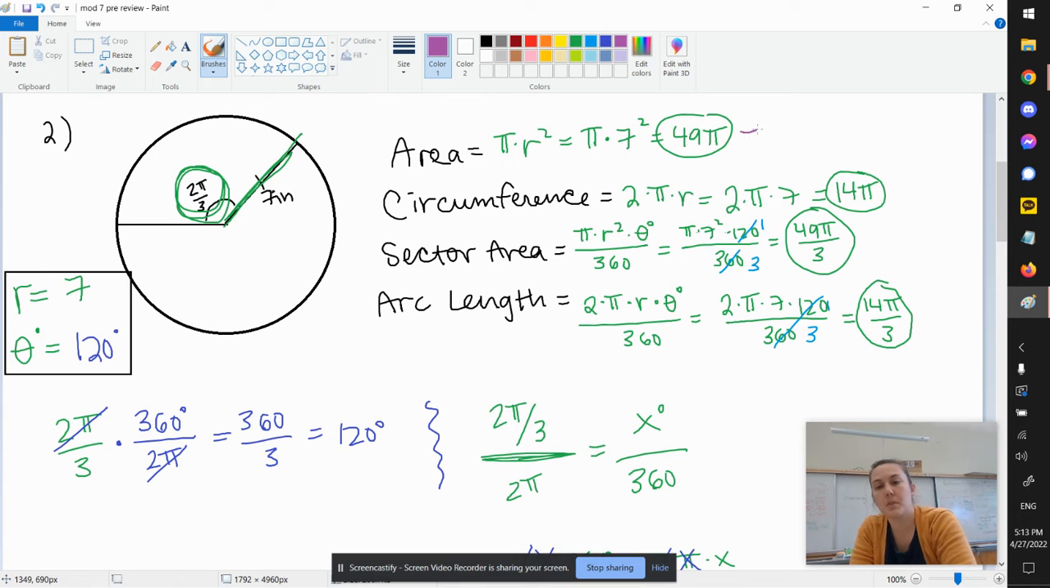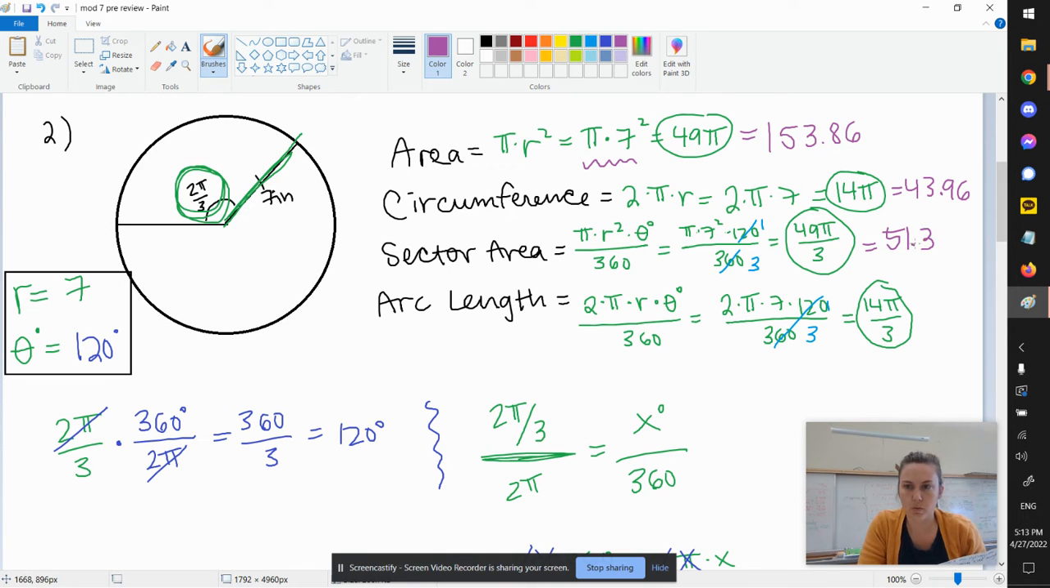You, of course, are allowed to just put this into a calculator and get the decimals. The decimals are, oh gosh, this one's 153.86. This one is 43.96. This one is 51.3. And this one is 14.66. And again, I'm having trouble writing a 14 for no reason.